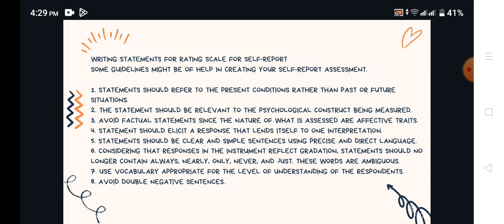6. Considering that responses in the instrument reflect gradation, statements should no longer contain always, nearly, only, never, and just, since these words are ambiguous or not clear. 7. Use vocabulary appropriate for the level of understanding of the respondents. And last one, avoid double negative sentences.